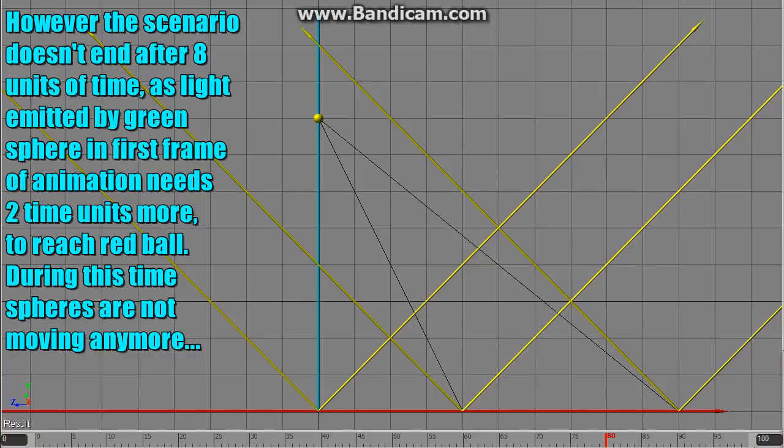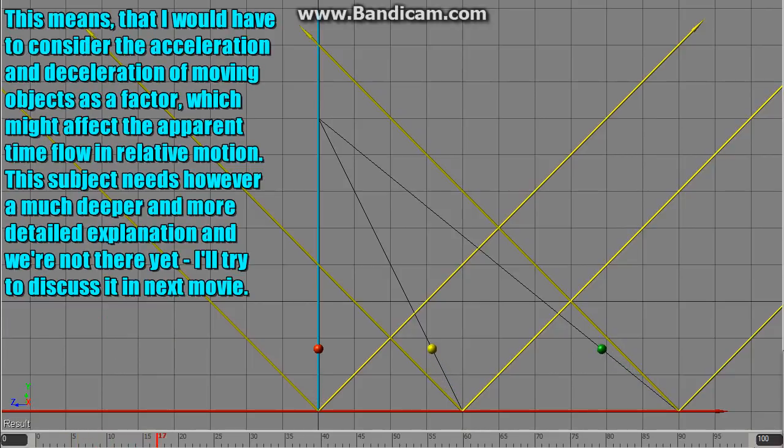However, the scenario doesn't end after 8 units of time, as light emitted by the green sphere in the first frame of animation needs 2 time units more to reach the red ball. During this time, spheres are not moving anymore. This means that I would have to consider the acceleration and deceleration of moving objects as a factor which might affect the apparent time flow in relative motion. This subject needs, however, a much deeper and more detailed explanation, and we are not there yet. I'll try to discuss it in the next movie.